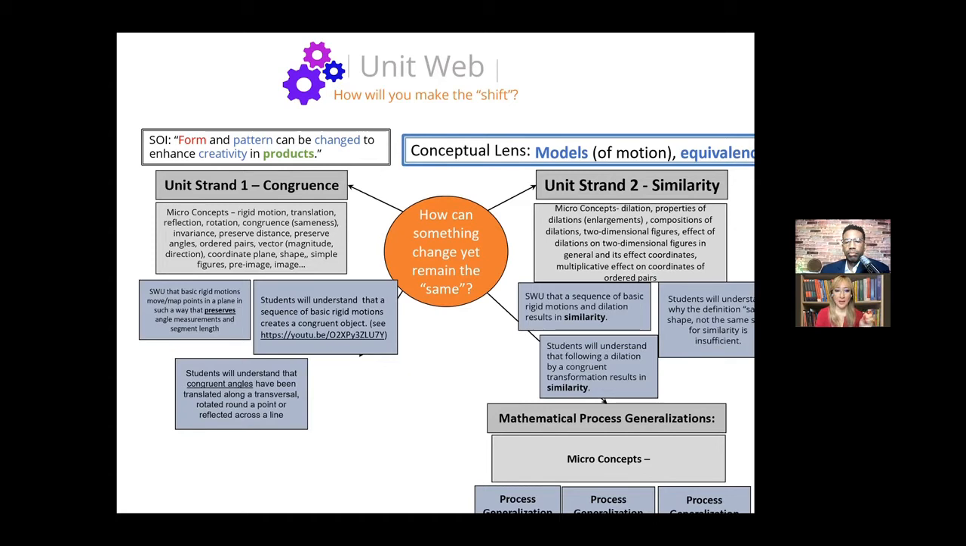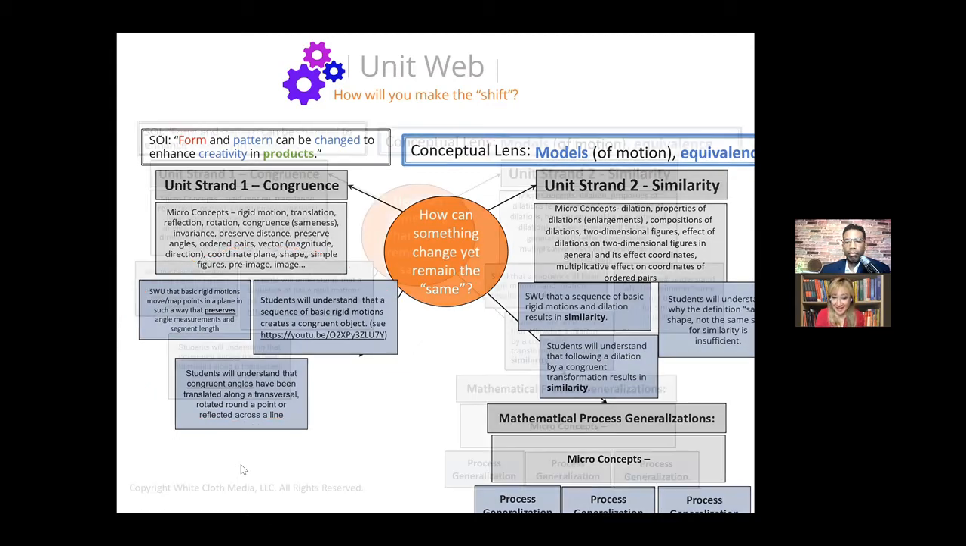So once they actually came up with the strand categories of congruence and similarity, then you both co-created these wonderful generalizations that are in the light blue box. So as an example, we have students will understand that basic rigid motions move or map points in a plane in such a way that preserves the angle measurements and segment length. And so if a student said that to you, I think that would reflect such deep, rich understanding. And that's our goal, for our students to be able to arrive at these understandings, these generalizations in the light blue box.